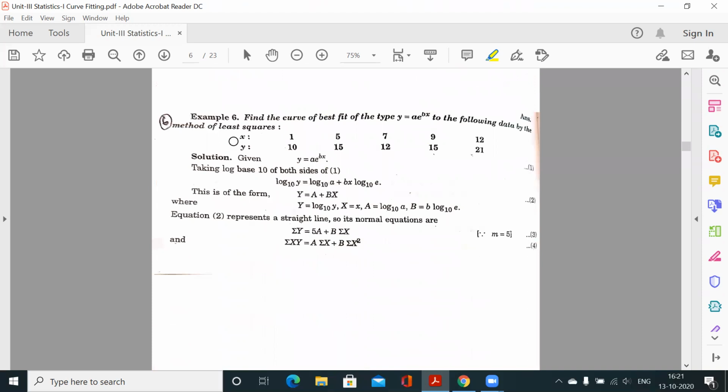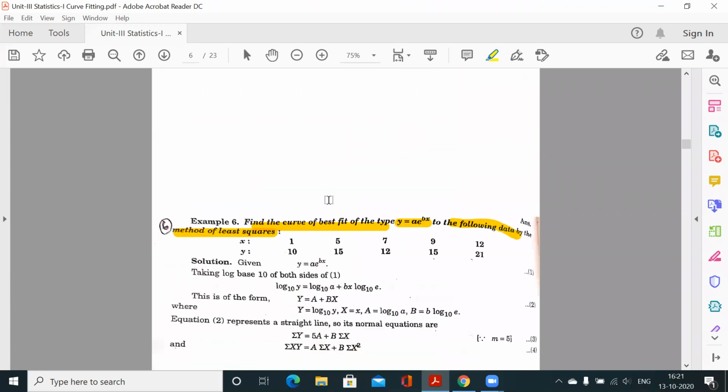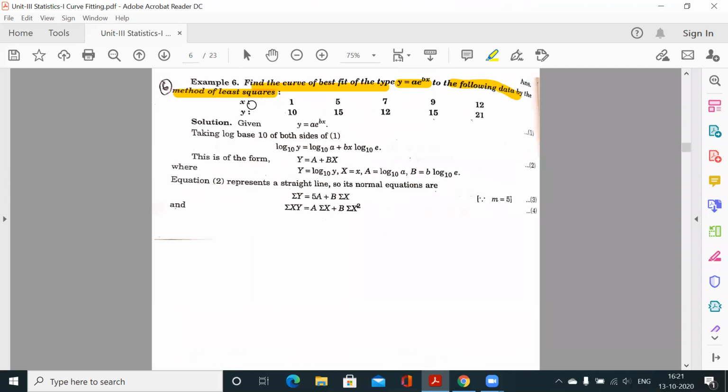So now the next question: find the curve of best fit of the type y is equal to a e to the power bx to the following data by the method of least squares. So the method is the same, method of least squares. These are x values and corresponding y values. Now the process is simple. We have to fit this curve y is equal to a into e to the power bx. This is an exponential curve.